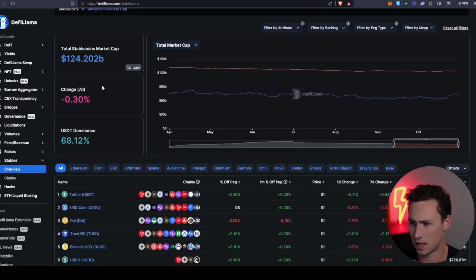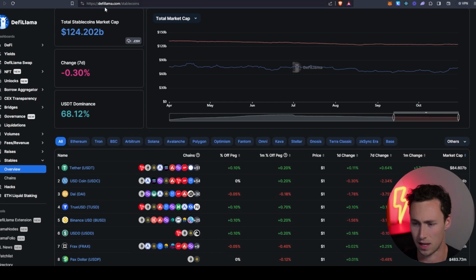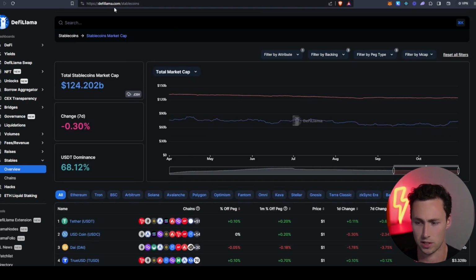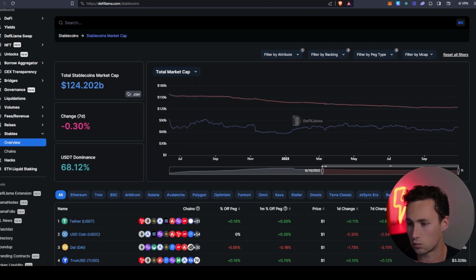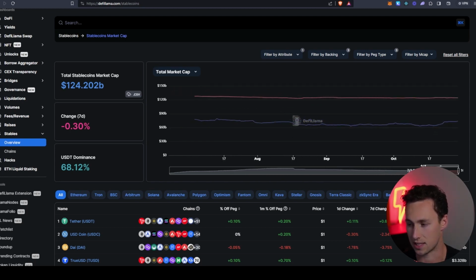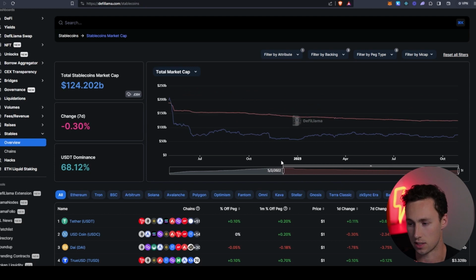And to do this, you would go to this website, DeFi Llama. It's the best resource I found for tracking stablecoins, referenced it a lot on this channel. And then they have over here on the left a stables section, and you can see total stablecoins and overview, as well as stablecoins by chain. And just on this chart here, I would want to track, has the stablecoin supply been decreasing, increasing, or staying flat?